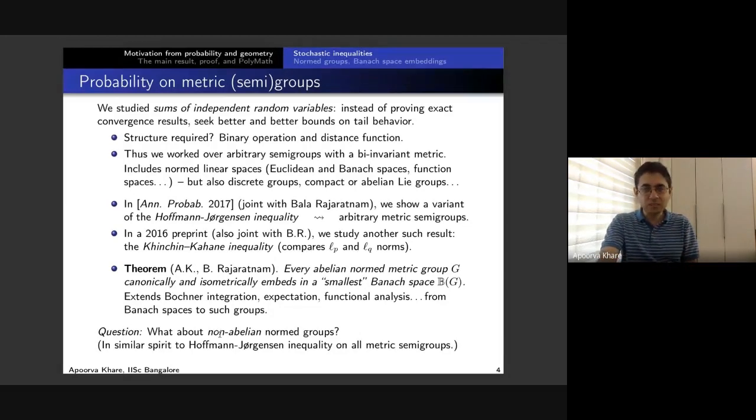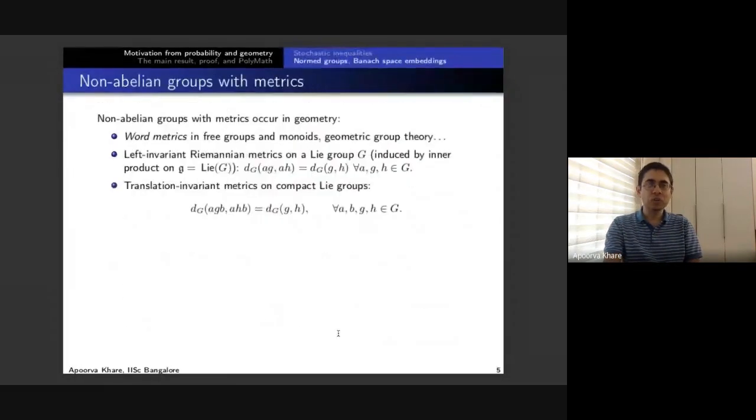And this is a very, very simple thing to ask, right? A little combination of algebra, a non-abelian group, and analysis, a norm. And I mean, there are clearly abelian groups like Banach spaces and Euclidean spaces. So why not non-abelian groups? Somehow this was not known.